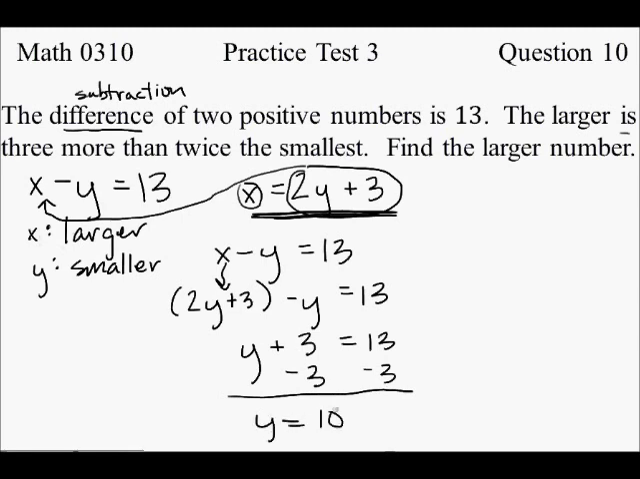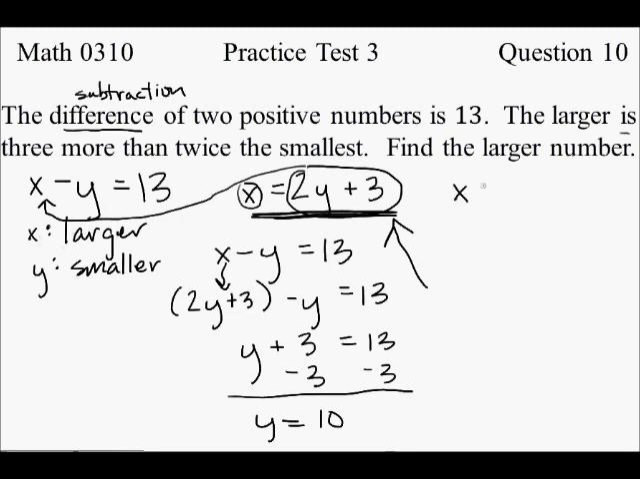Alright, now let's look up here. Find the larger number. We said y was the smaller number, so we really need x for our answer. We have y, we don't have x yet. Okay, so let's just go back and maybe we'll look at this equation here and plug in our answer for y, which will help us get x. So we're going to use our answer to get the other answer.